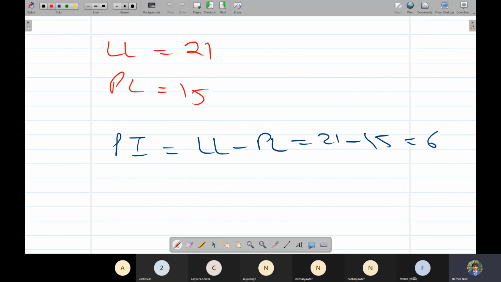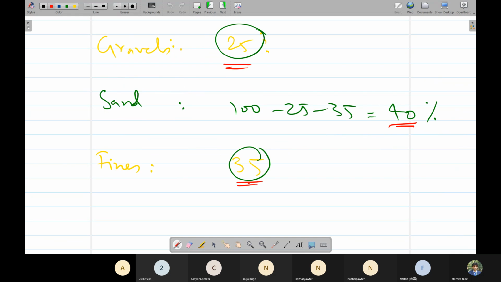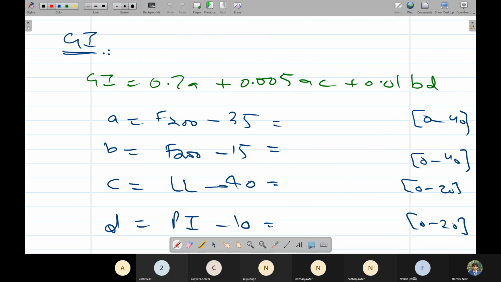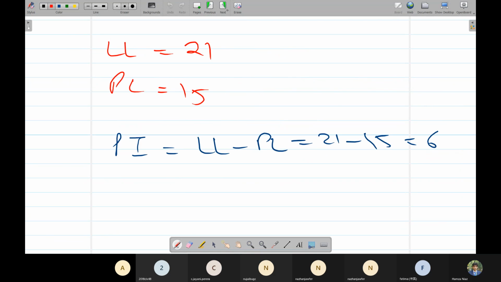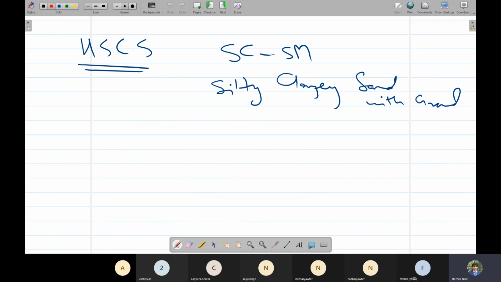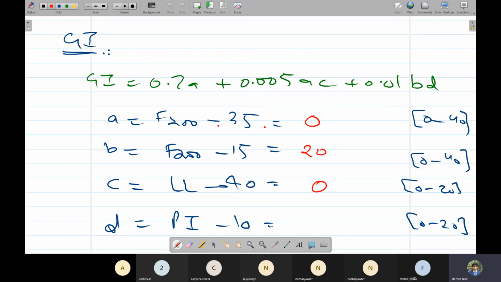So we have F200 as our fines, which were 35%. 35 minus 35 is 0. 35 minus 15 is 20. Liquid limit was 21. 21 minus 40 is negative, so simply put 0. And plasticity index was 6. Yes, so it again is.